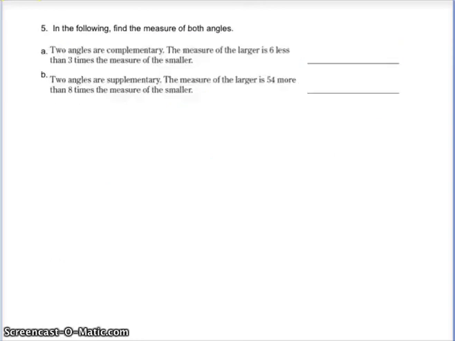Alright, now we've got a good base down here, fundamentals of those angle pairs. Let's start to solve some problems. So in number 5, I've told you that two angles are complementary. Remember, that means they add up to be 90 degrees. Hey, you're all right. The measure of the larger is 6 less than 3 times the measure of the smaller. Okay, so let's take what we know. We know there's two angles that add up to equal 90 degrees.